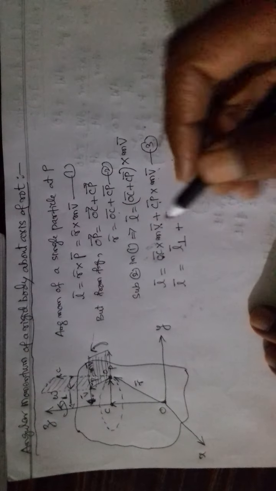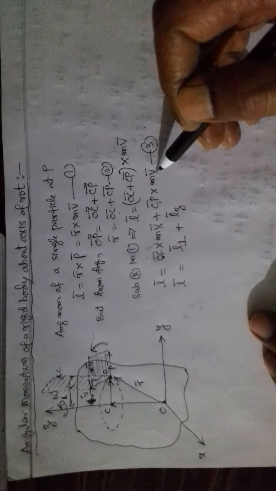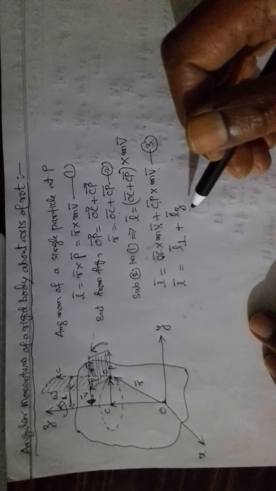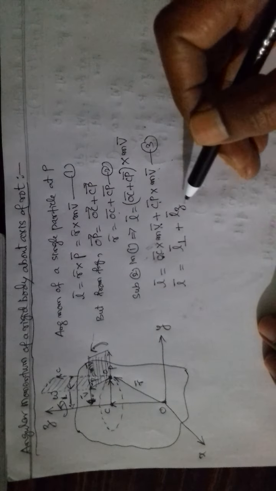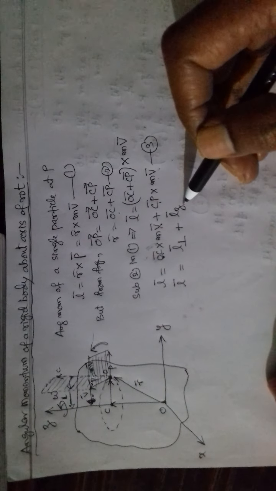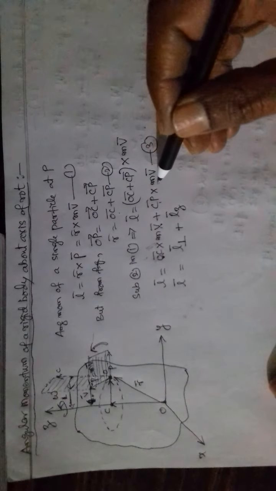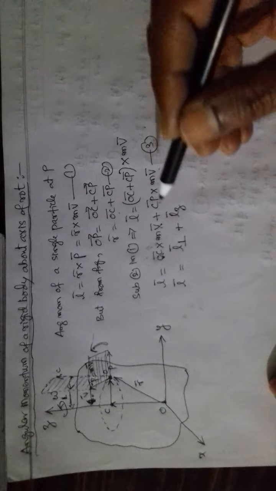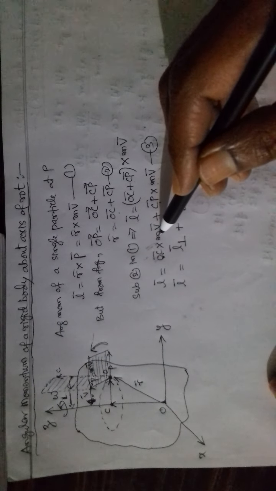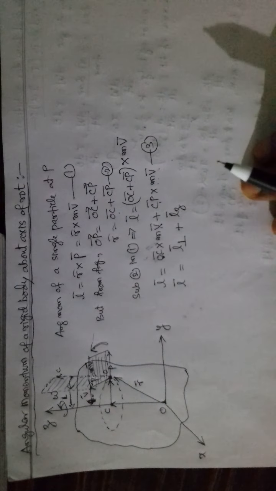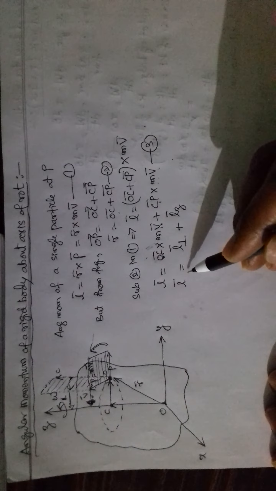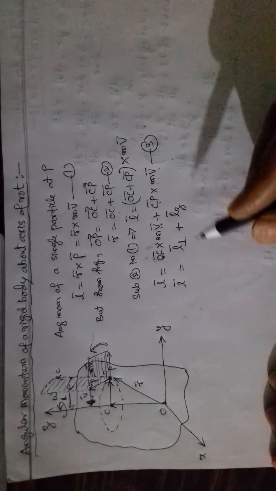So in this way, the first term shows the perpendicular component, and the second term shows the term along the rotation axis. See, this is along the axis of rotation, this is perpendicular to the axis of rotation, and this is for a single particle.